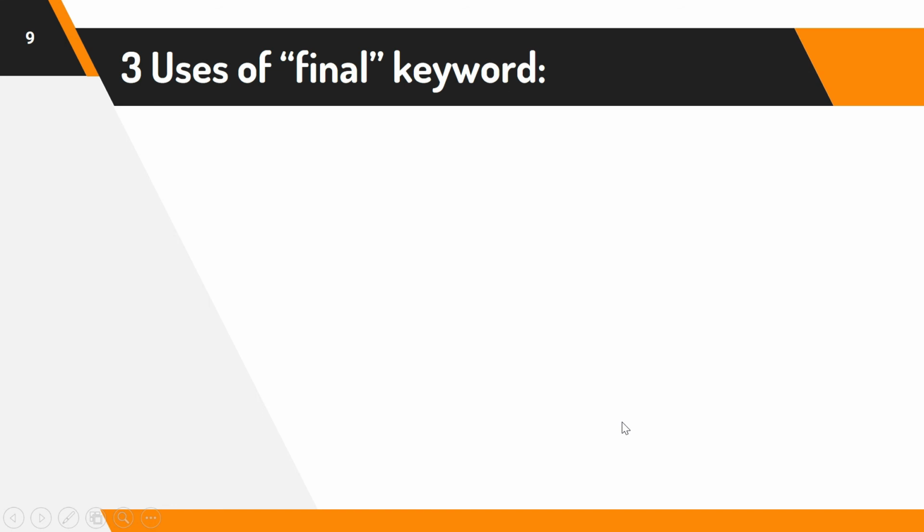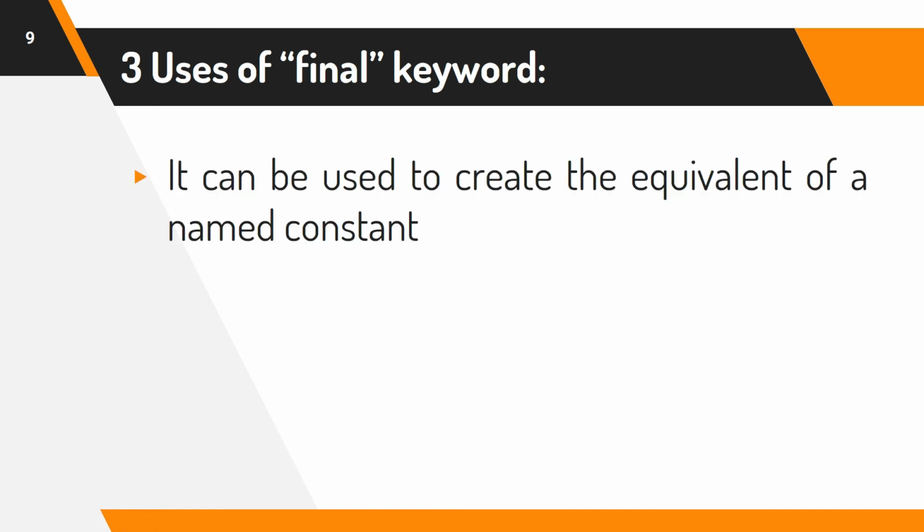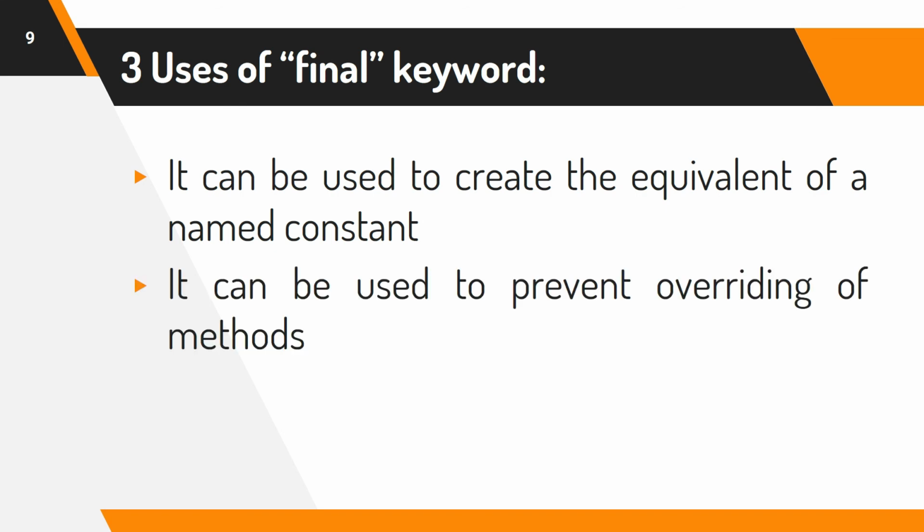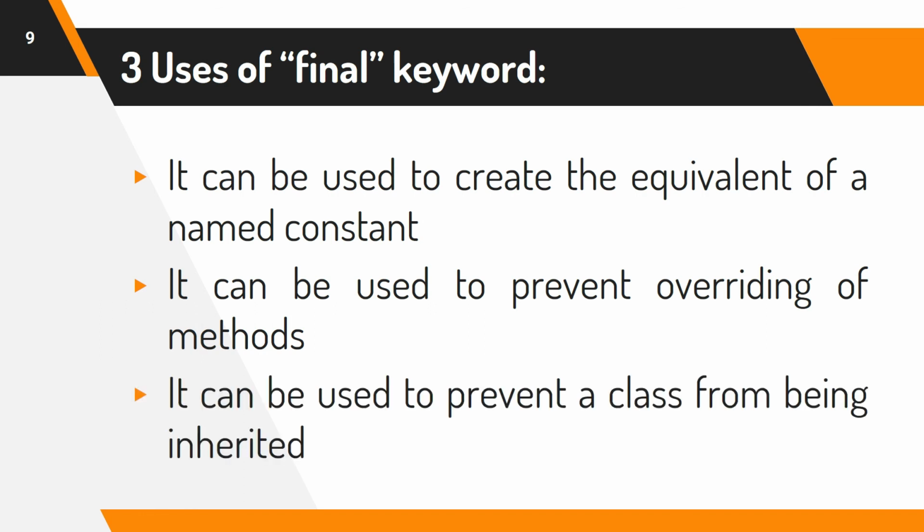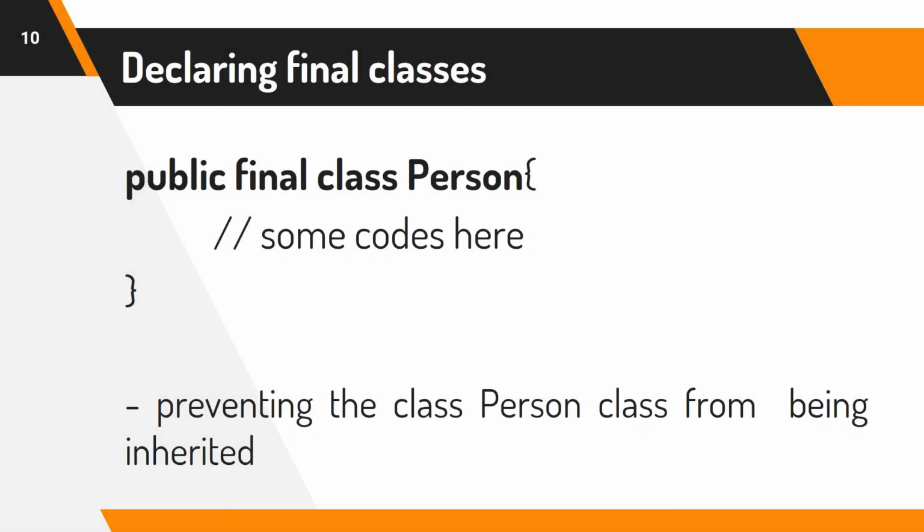There are 3 uses of the final keyword. It can be used to create the equivalent of a named constant. It can be used to prevent overriding of methods. And it can be used to prevent a class from being inherited. In declaring final classes, we have the following: the access modifier, followed by the final keyword, the class keyword, and the class name. It prevents the class Person from being inherited.